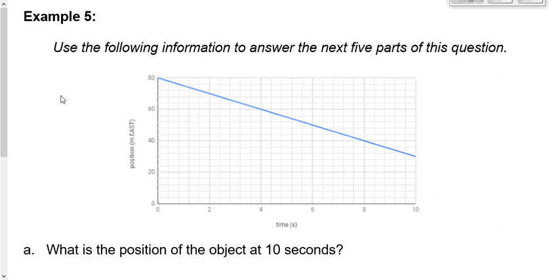All right, what does the shape of this graph mean? We're not asked that in A, B, C, D, E, but what does it mean? We just went through that, right? So what does it mean, Marshall? Yes, this is constant negative velocity. So we're going backwards at a constant velocity.